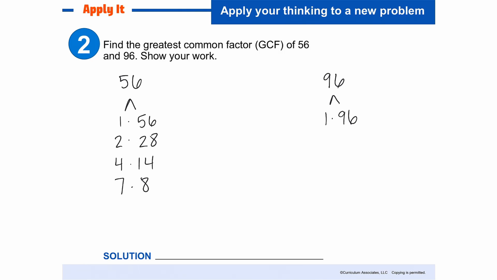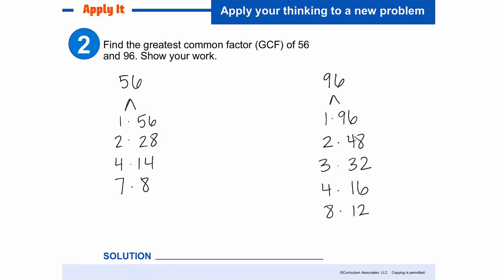So I know that 1 and 96. I know that 2 and 48 will be okay. That will work. 3 and 32. And then I can do 4 and 16. Okay. And then I can also do 8 and 12. Okay.